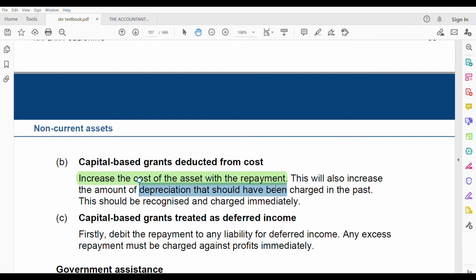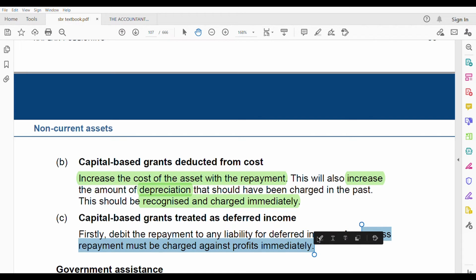The increase in depreciation that should have been charged in the past should be recognized and charged immediately. But if a capital based grant is treated as a deferred income, firstly debit the repayment to any liability for deferred income. Any excess repayment must be charged against profits immediately. So both these differences you need to understand: when it is deducted from cost versus when it is deferred income.